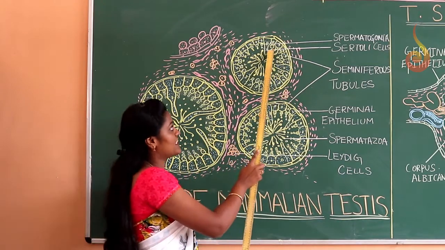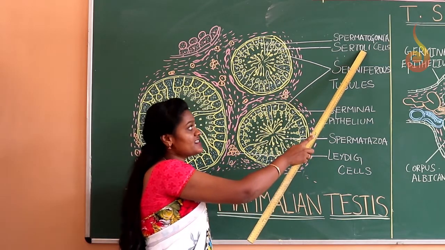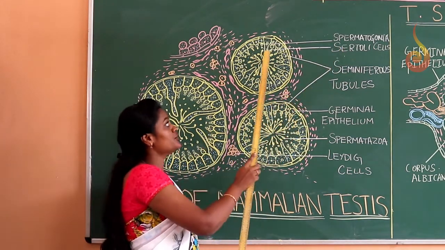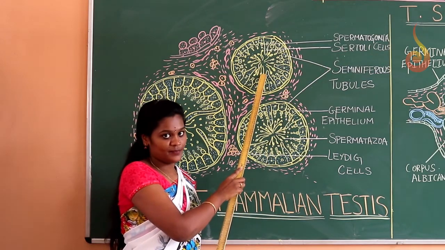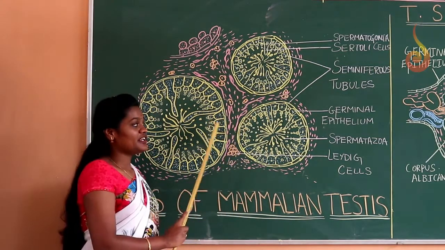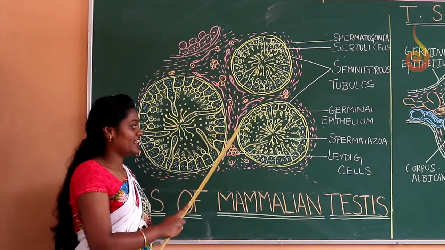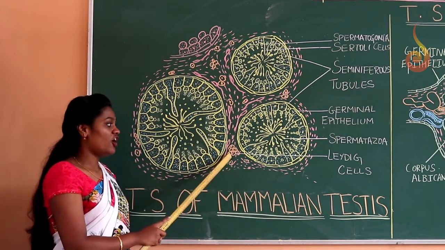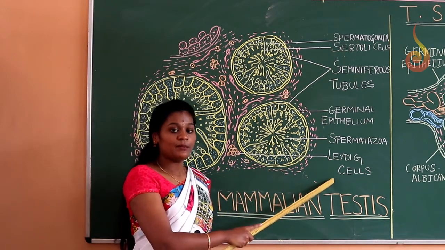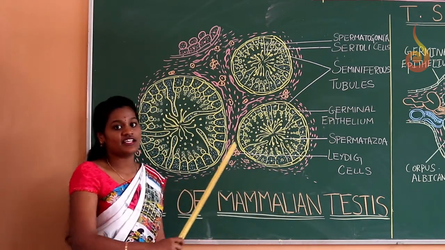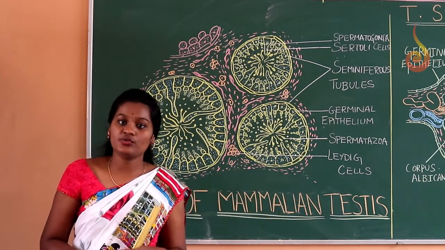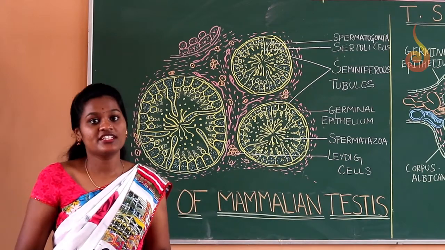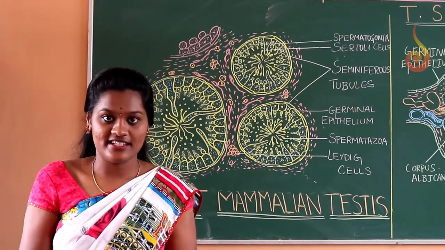The next type of cell is Sertoli cells. This Sertoli cells is also called as nurse cells, where they provide nutrition to the developing sperm. Between the seminiferous tubules, you observe a connective tissue. This connective tissue contains an interstitial cell called as Leydig cells. The main function of the Leydig cell is to secrete a male sex hormone androgen called as testosterone. So, this is about the transverse section of mammalian testis.